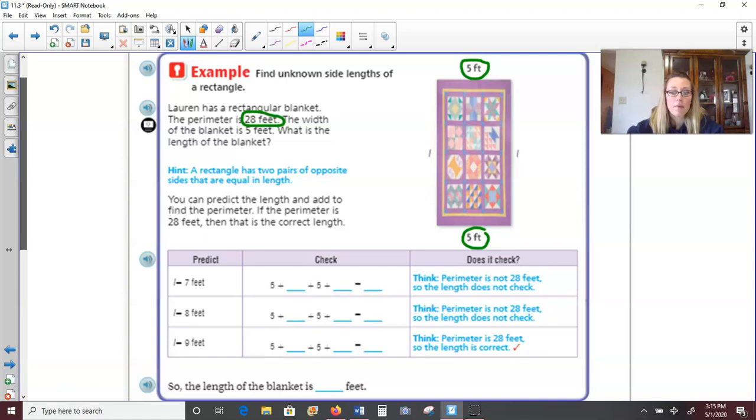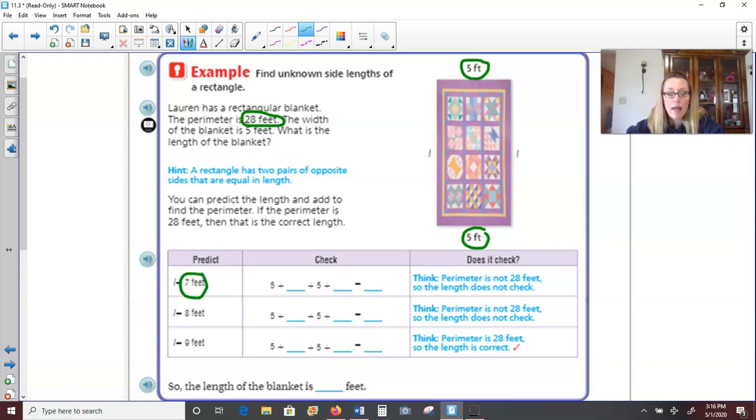And then if the perimeter is 28 feet, then that would be correct. This is like a little guess and check strategy. Typically, I would just go through how to find the exact answer, but just to follow along with the lesson, we'll do the guess and check. They're saying, hey, let's pretend like the missing side lengths are 7 feet.